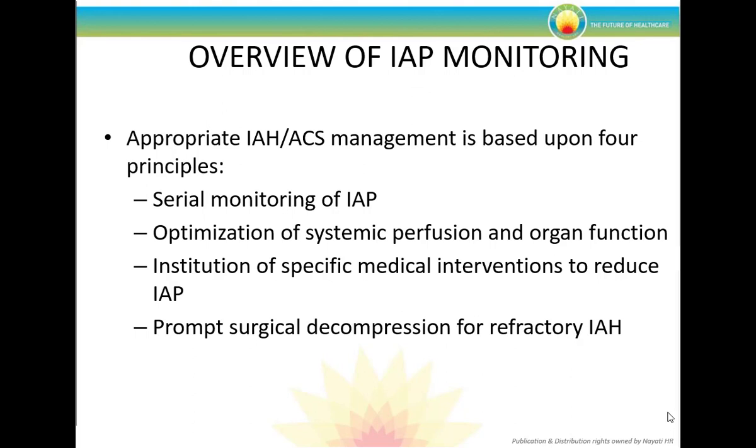So, appropriate intra-abdominal hypertension or abdominal compartment syndrome management is based on these four cardinal principles: serial monitoring of IAP, optimization of perfusion pressures and organ function, and institution of specific medical interventions to reduce IAP. If the patient doesn't respond to these medical interventions, prompt surgical decompression for refractory IAH.